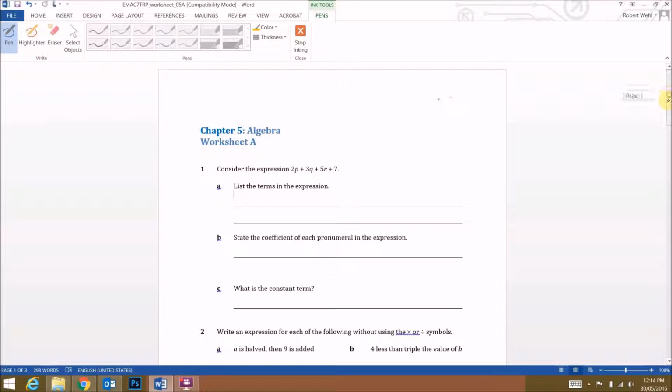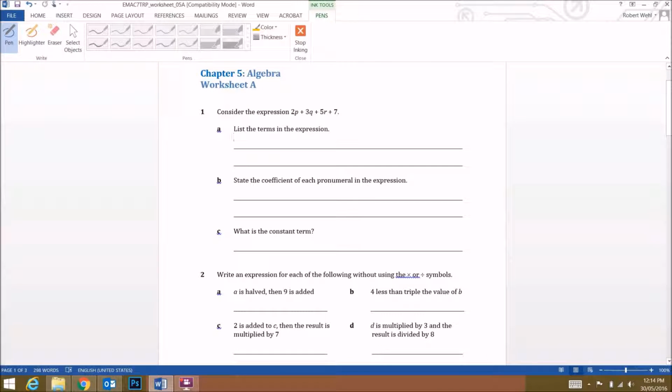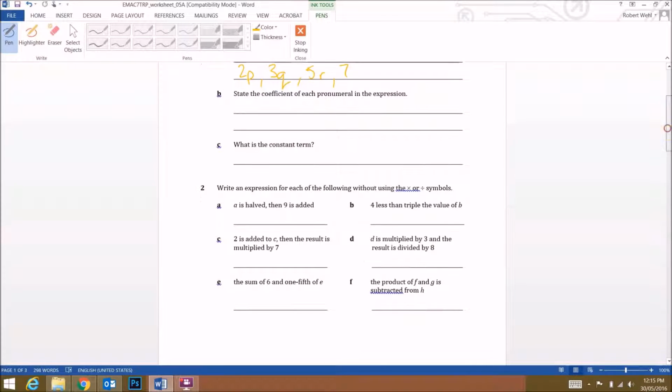Okay, so here we are, having a look at worksheet A to start off with. Question 1 says, consider the expressions. That's our expression there. It says, list the terms in the expression. So remember, your terms are anything that's in between your plus and minus signs. In this case, we have 4 of them. Our first one is 2p, comma, 3q, comma, 5r, comma, and 7. All right, so that's the answer for that one, 4 terms.